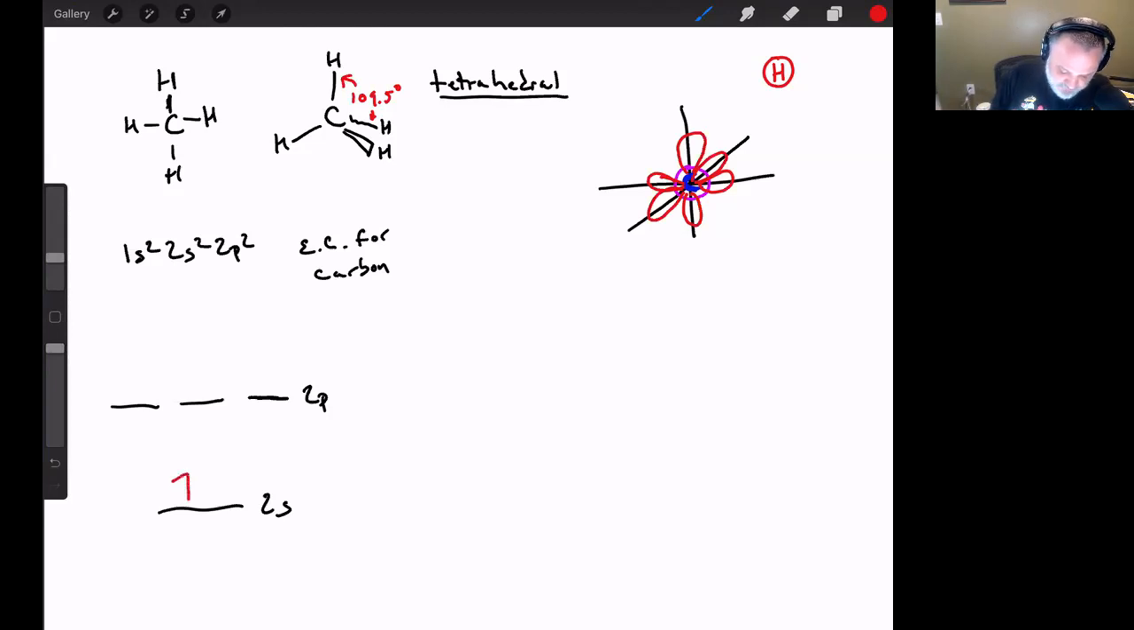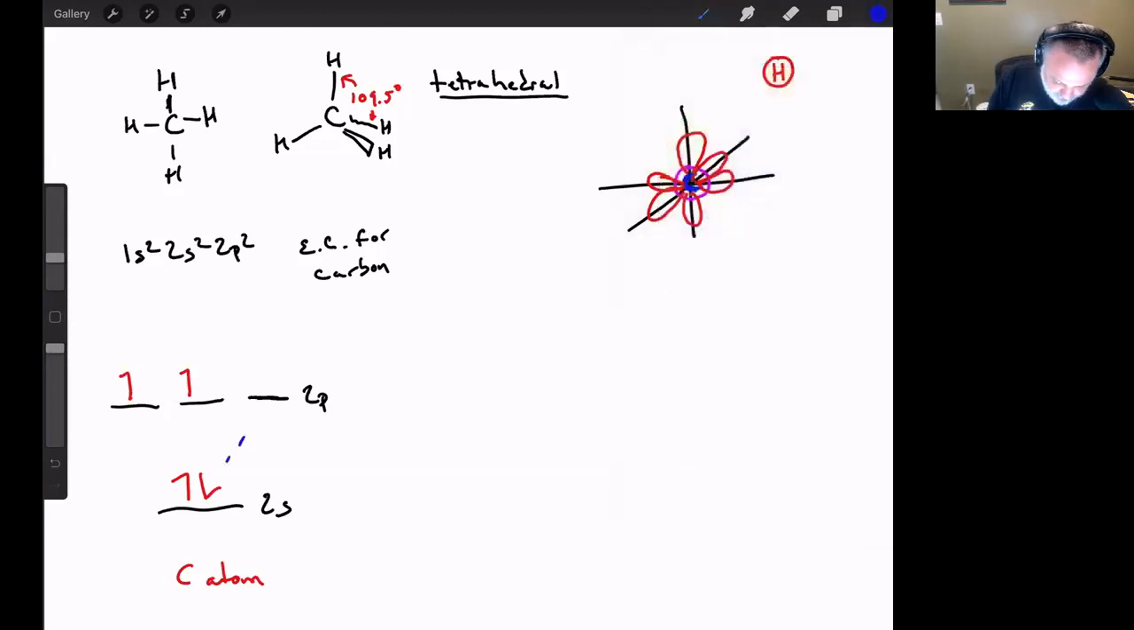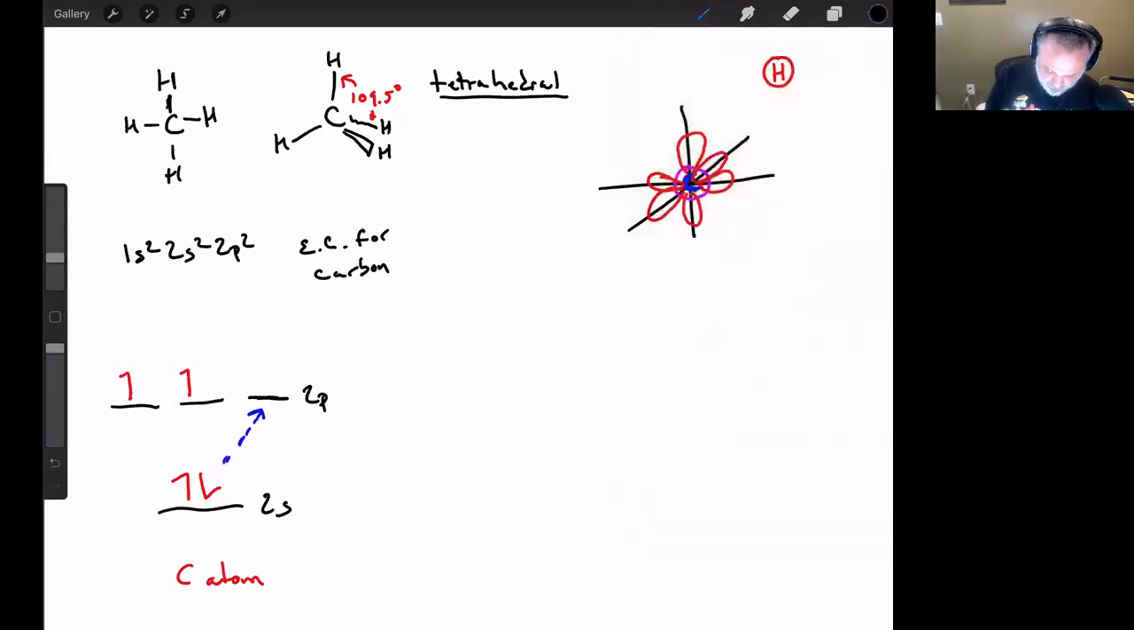So what we have then is the normal ground state electron configuration for a carbon atom. And then what we're going to do is imagine it undergoing an excitation where one of those electrons in the 2s orbital is promoted to a 2p orbital. So we still have 2s, we have 2p. So I've got one single electron here, one here, one here, one here.